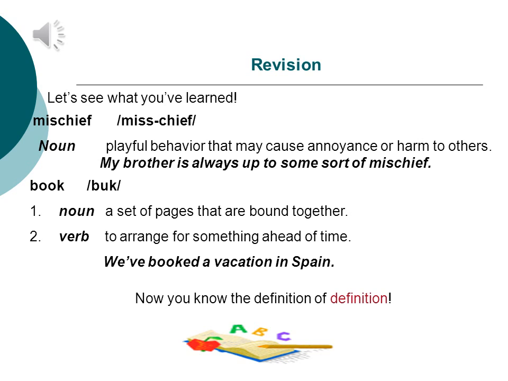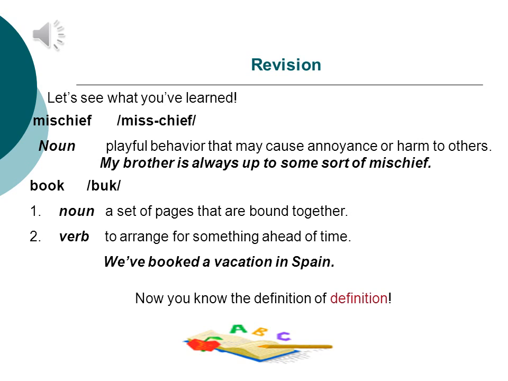Now, let's revise the whole thing that you have learnt so far. For example, let's see what you've learnt. If we are looking up the word mischief, then you would see the pronunciation between slashes or between brackets or parentheses. As a noun, the definition or the meaning will be playful behavior that may cause annoyance or harm to others. An example for this will be, my brother is always up to some sort of mischief.